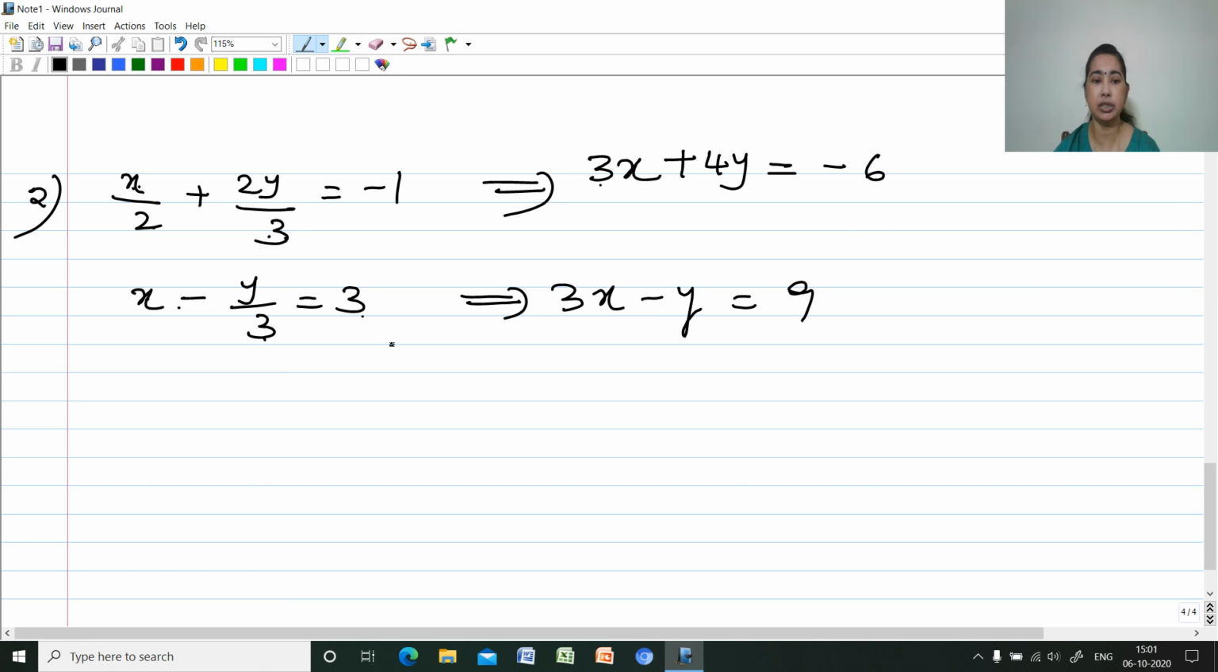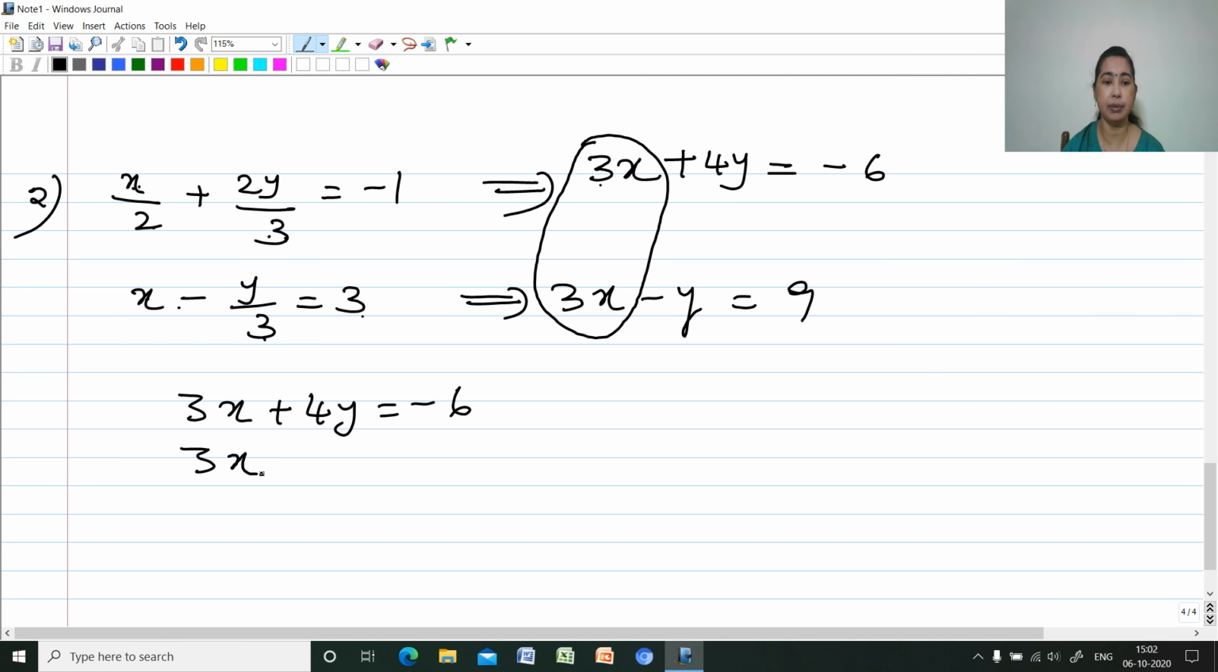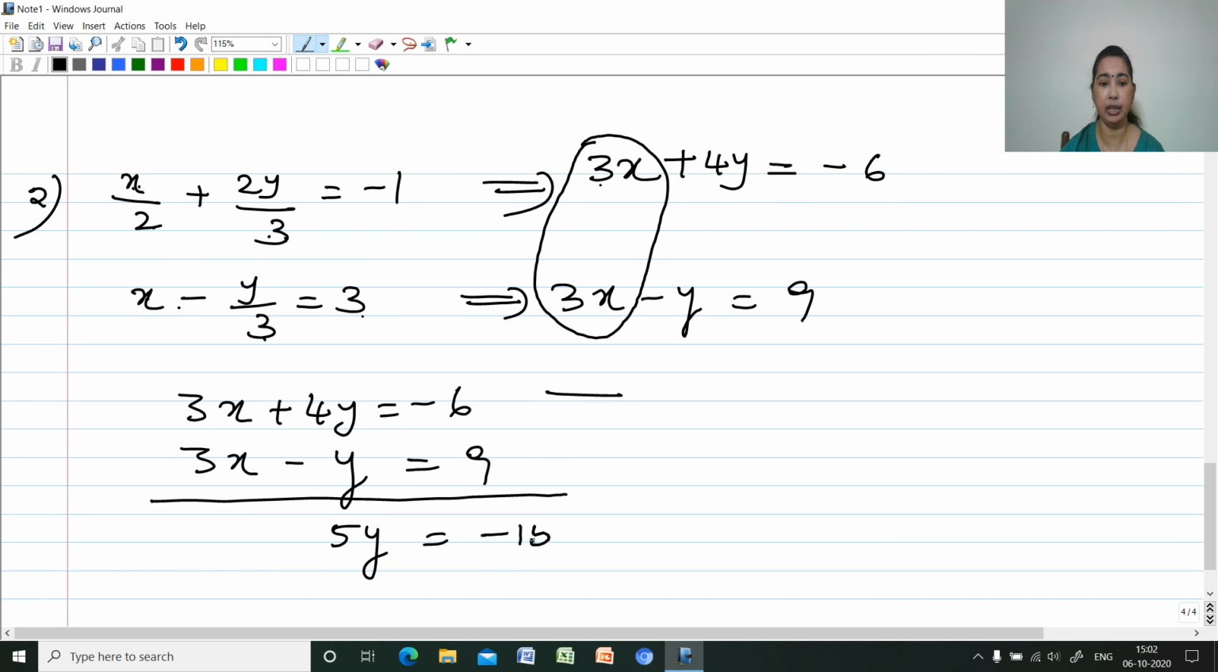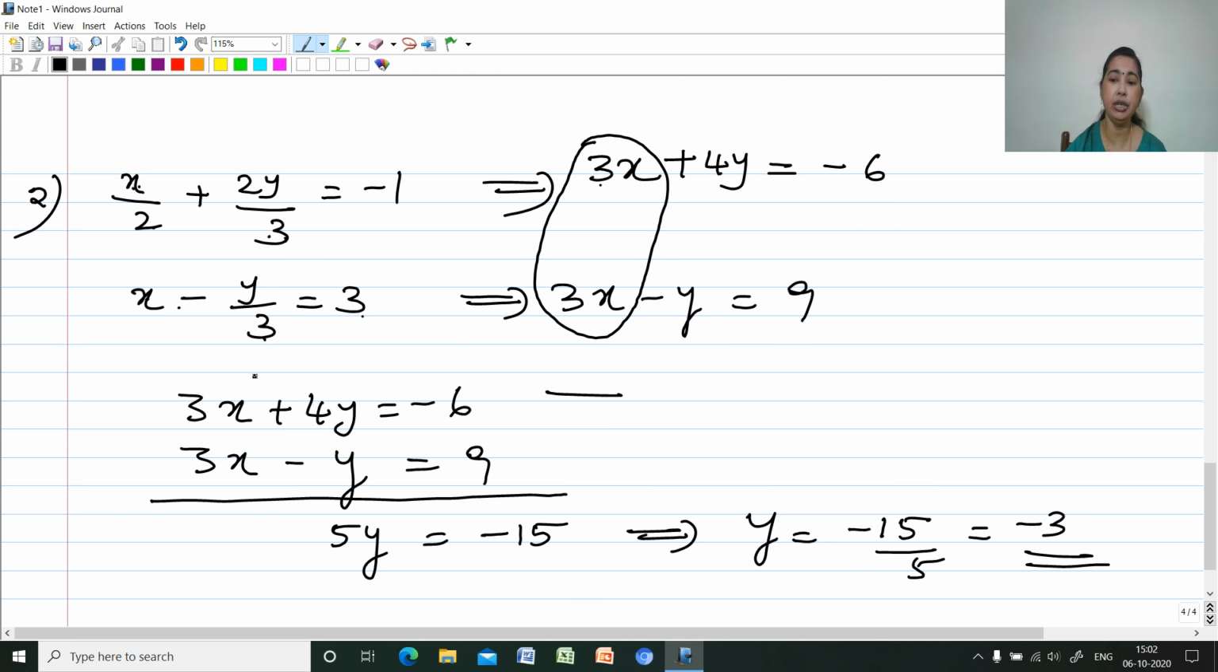So in both the equations you can see that the coefficient of x is the same and it has the same sign, so you have to subtract. So 3x + 4y = -6 and 3x - y = 9. We have to subtract in order to eliminate one variable. So subtracting this, 4y minus of minus y is 5y, and -6 minus 9 is -15, or this gives y = -15/5, that is equal to -3. So we got the value of y.